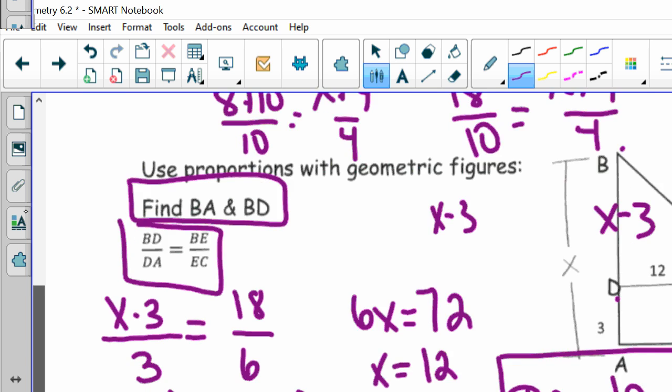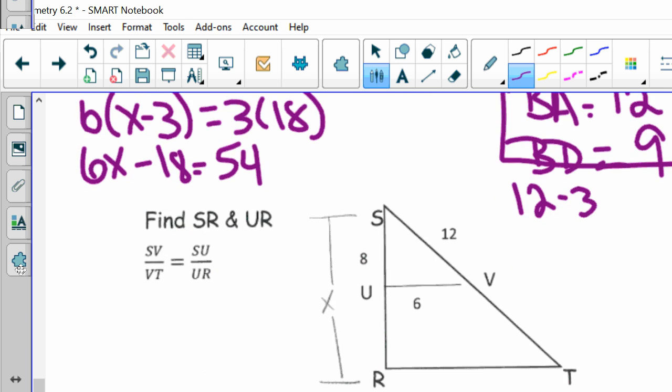All right, let's try another one of those. This one, you should have a 28 here. It got lost in translation somewhere. So we're looking for SR and UR. SR they have marked as x. UR, if S to U is 8, same philosophy: if the whole thing is x and that part is 8, then this is going to be x minus 8.